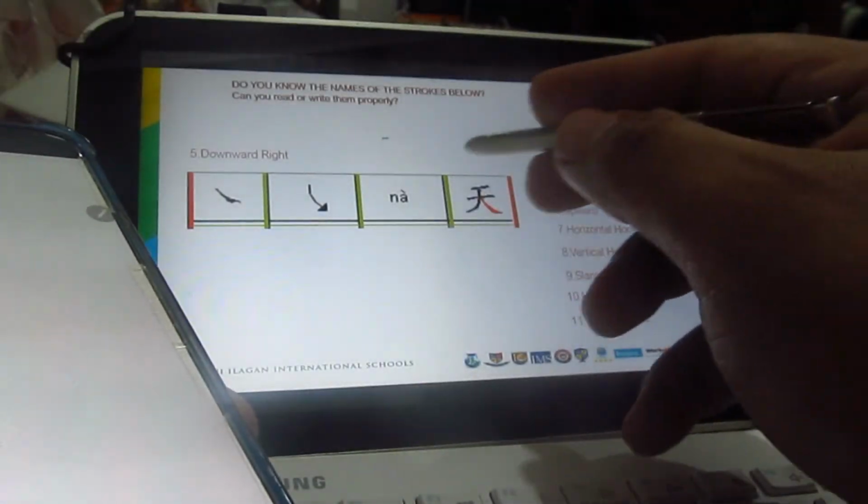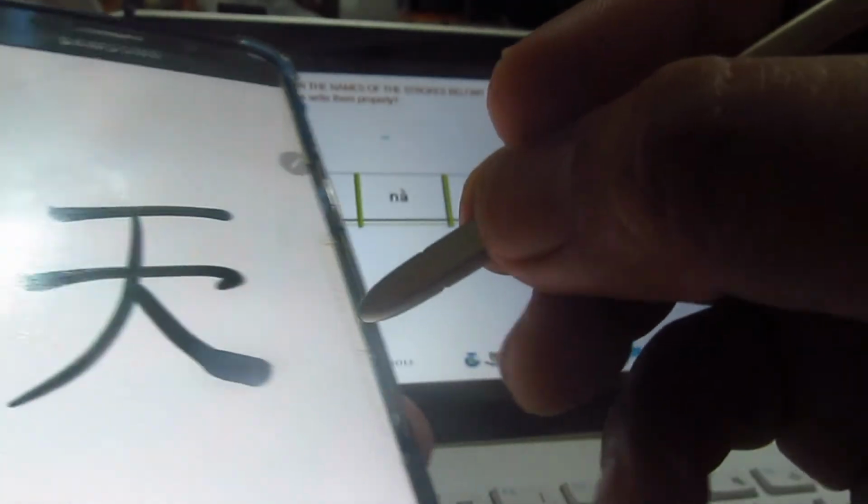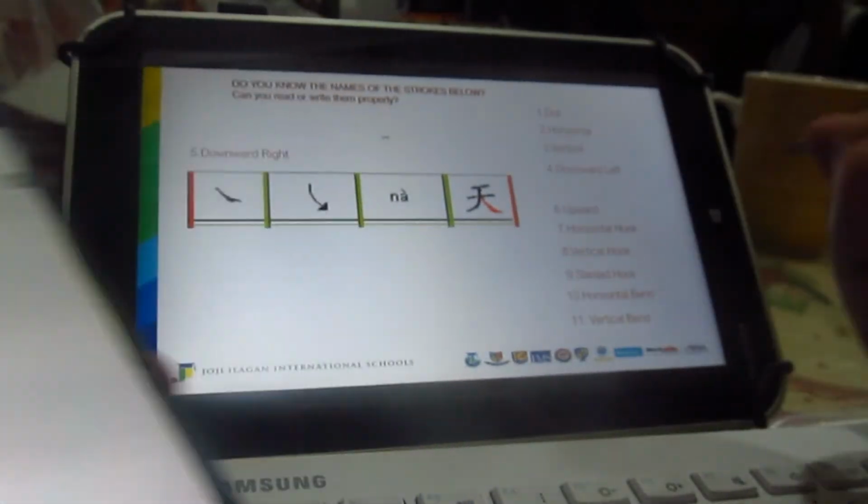Something like that. So for this example, we'll use the word tian, or sky, or heaven. So again, heng. Tian, this is the na. Again, let's write it again. Sorry about the dog. This is tian, this is the na stroke. Okay, so that is the downward right stroke.